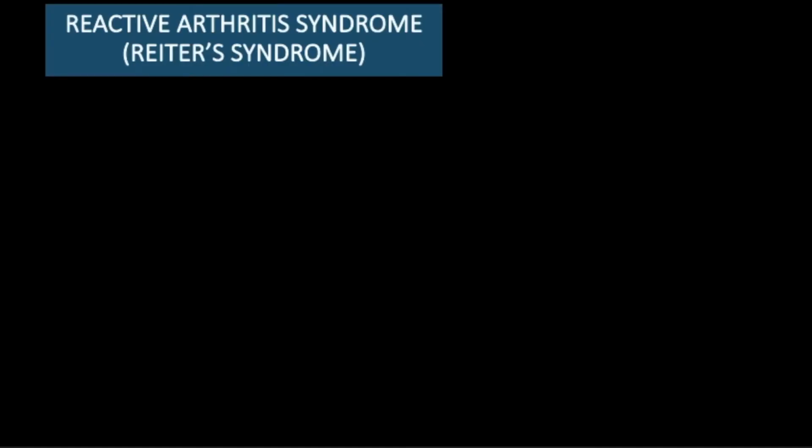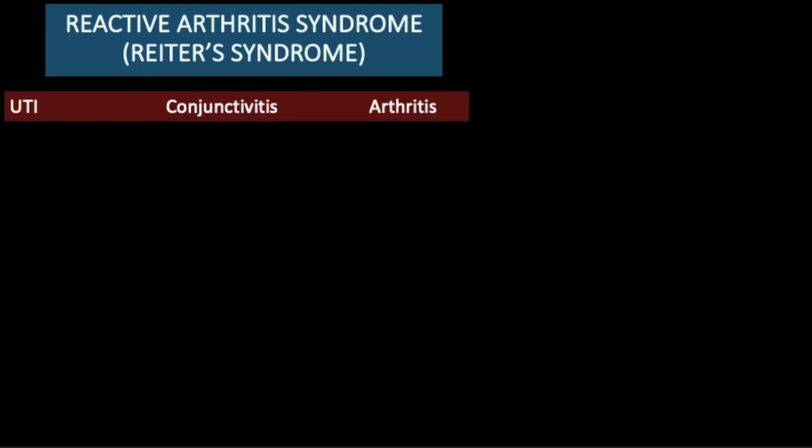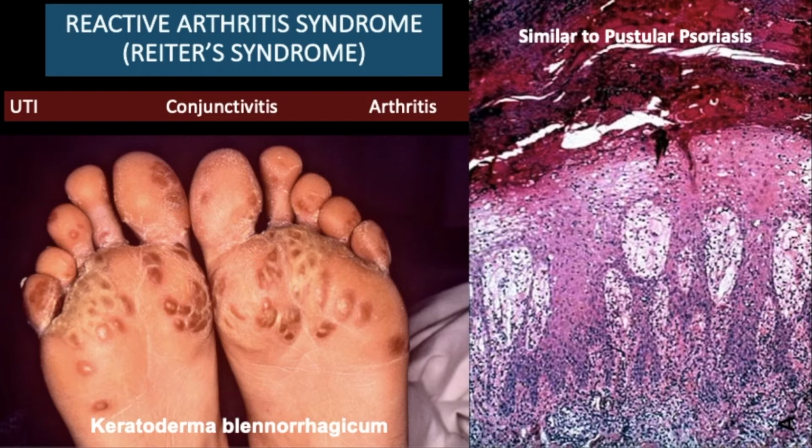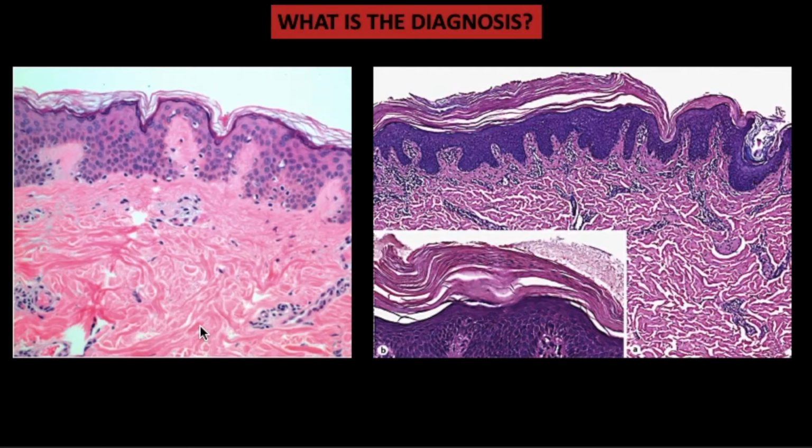Another condition in this category is the reactive arthritis syndrome, or Reiter's syndrome. You remember the symptoms from USMLE: can't see, can't pee, can't climb the tree. It also has unique clinical keratodermal features. Histologically it is similar to pustular psoriasis, but the corneal layer is usually thick in this condition, and it can be explained by the keratodermal clinical features.